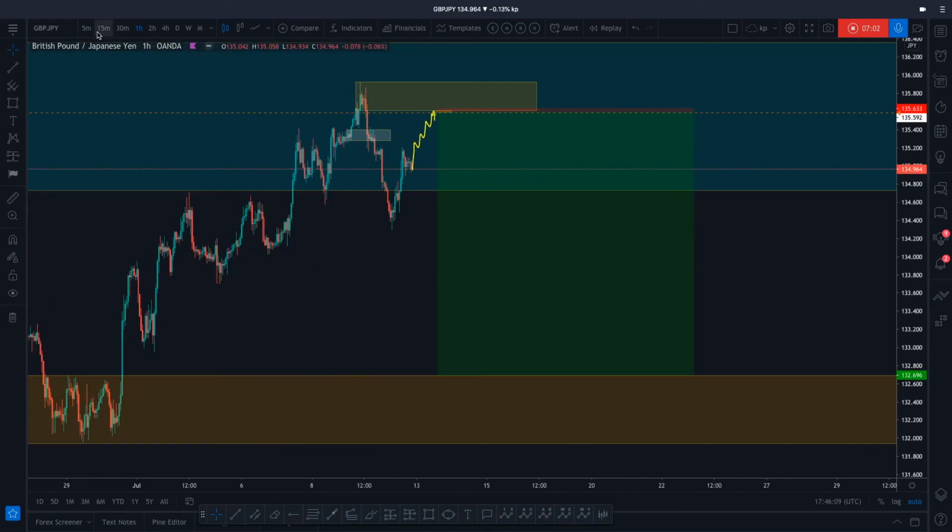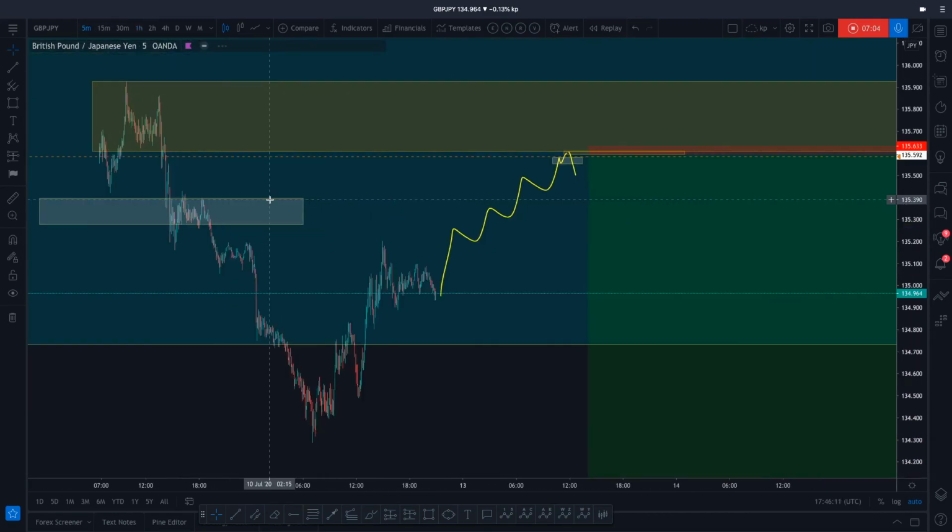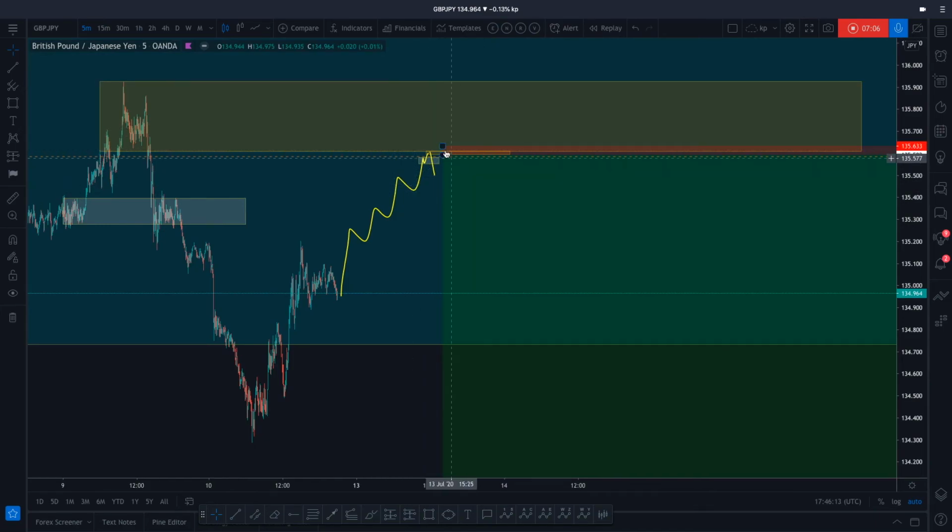On the 5-minute time frame, the event chain does not work out every time. That's why we are entering also on the 1-hour time frame.